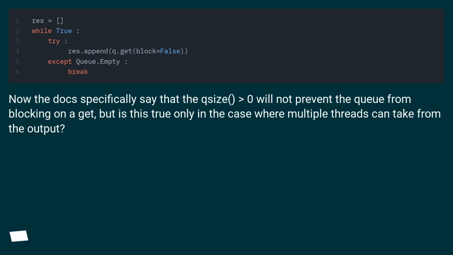Now the docs specifically say that the size 0 will not prevent the queue from blocking on a get, but is this true only in the case where multiple threads can take from the output?